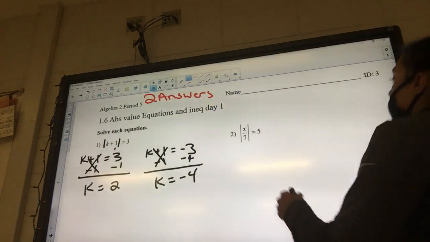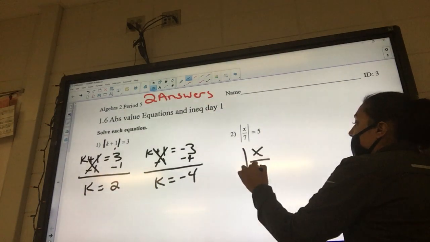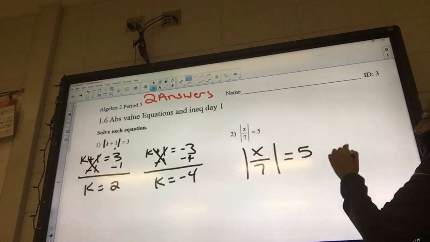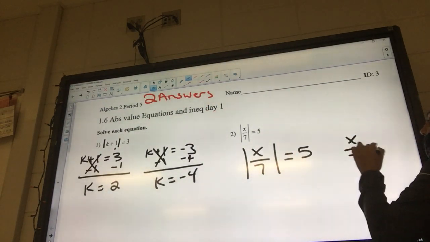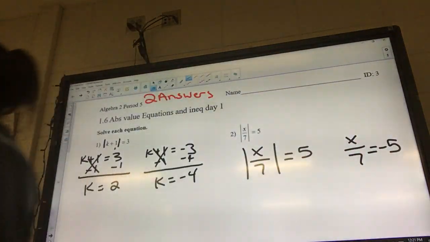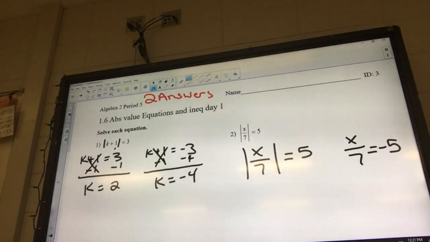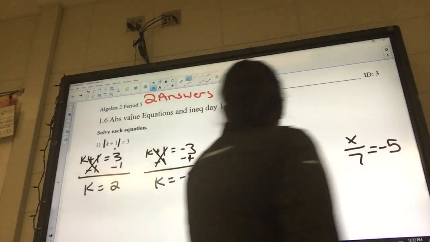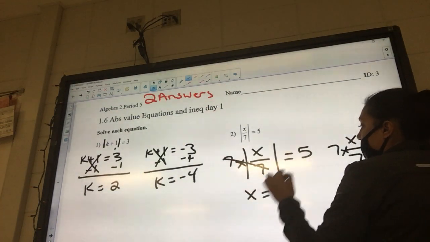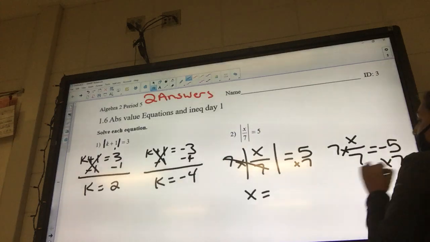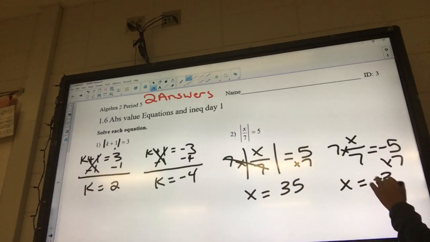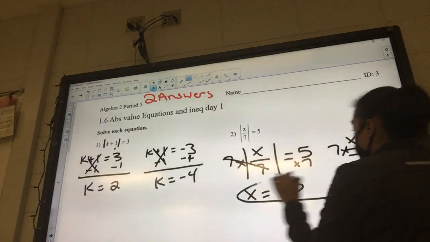So if we look at number 2, we have our absolute value bars, and we need to set the equations up twice. So one with a positive 5 and one with a negative 5. Okay, how do we get x by itself? Multiply by 7. Okay, for both of these. So this one, you're going to have x equals 35. And the other one, you're going to have x equals negative 35. There's your 2 answers.